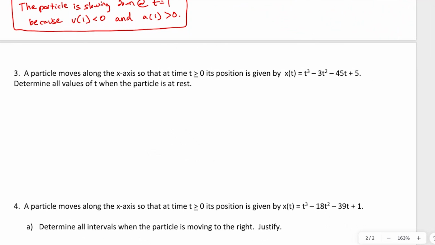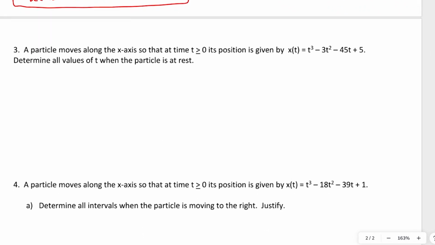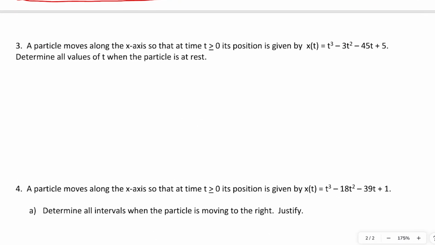All right. Number 3 says a particle moves along the x-axis, and its position is given by that cubic function. Determine all values of t when the particle is at rest. Okay, so we've actually answered ones like this before. What has to be true for the particle to be at rest?